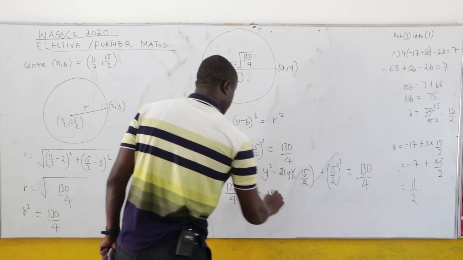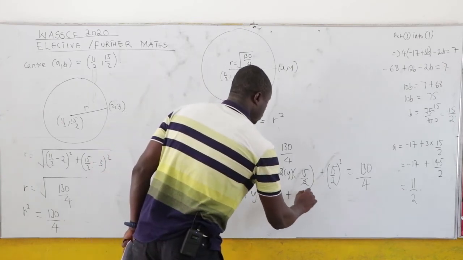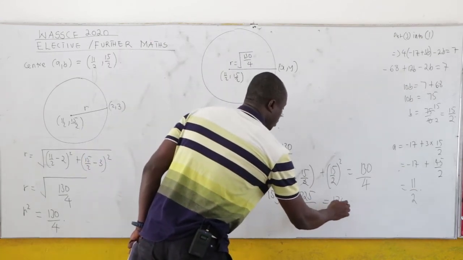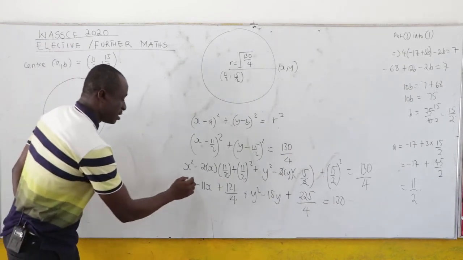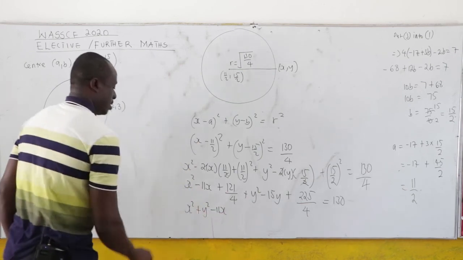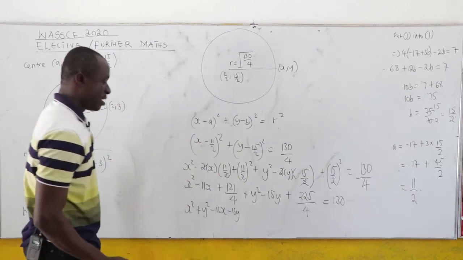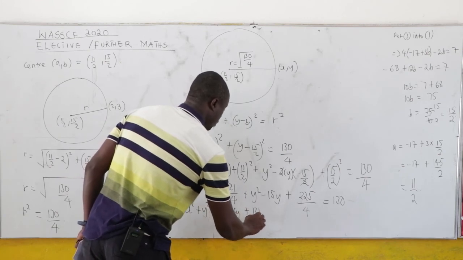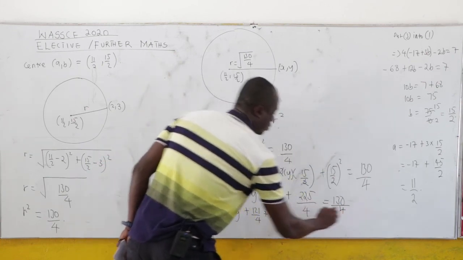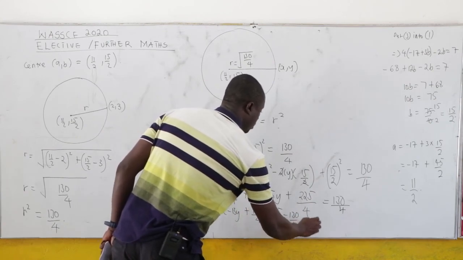Now 15 squared gives us 225 all over 4, that is 2 squared over 4. And this is equal to 130 over 4. Don't forget, this is x squared. So we are going to get x squared plus y squared minus 11x minus 15y, plus 121 over 4 plus 225 over 4. Remember, 130 is also over 4. Minus 130 all over 4 equal to 0.